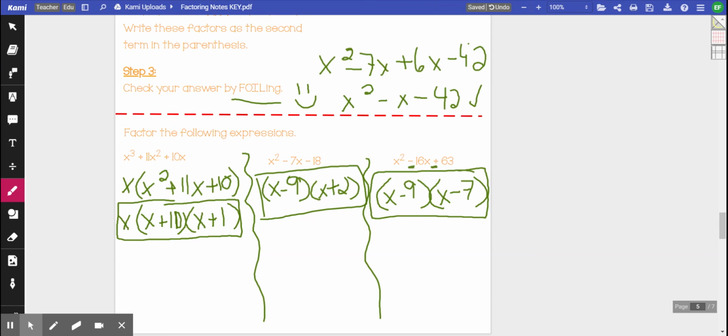All right, so we're going to pause the video right here. This is going to be part number 1. If you choose to keep watching part number 2, we're going to talk about difference of squares and perfect square trinomials, as well as factoring by grouping.